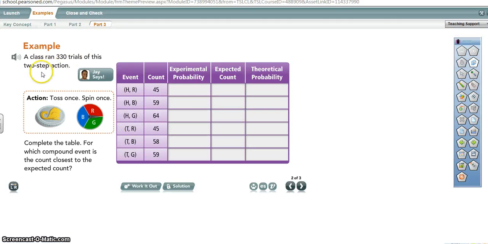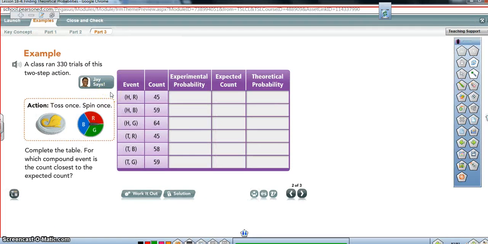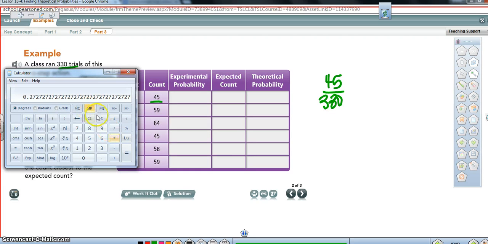Okay, we can go ahead and find the experimental probability. So that would be 45 times we got this first event of getting heads and a red on the spinner out of 330 total trials. We would want to make sure to reduce this fraction, but we could also just do a decimal version of our probability. 45 divided by 330 total trials is 0.136 repeating.